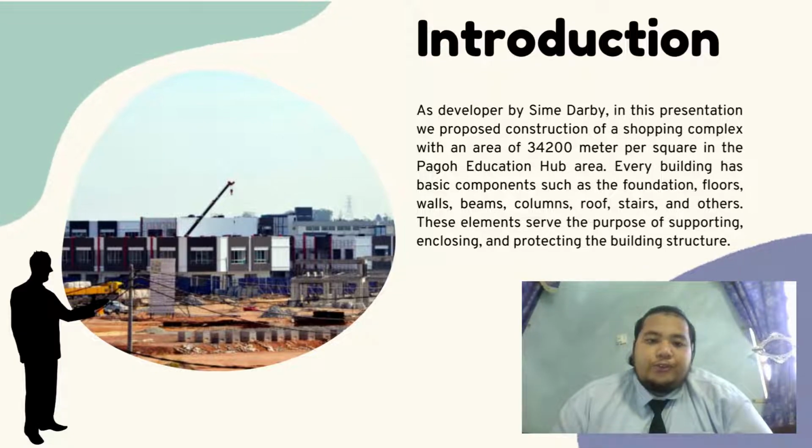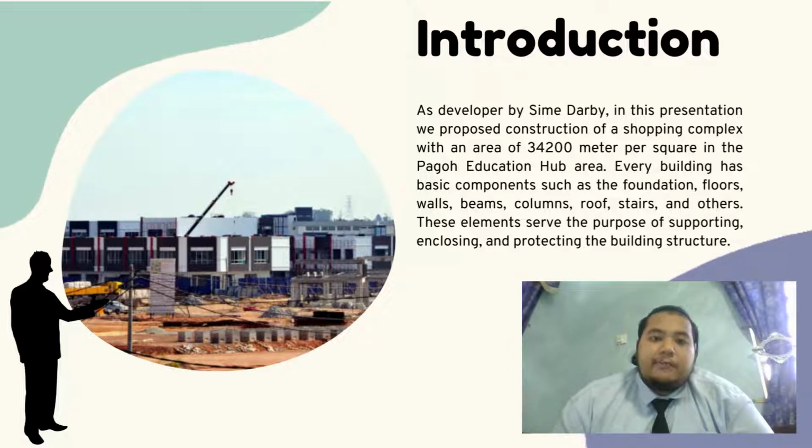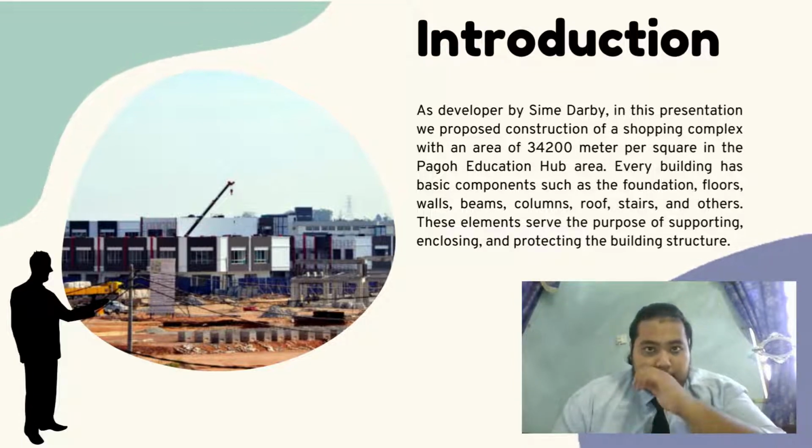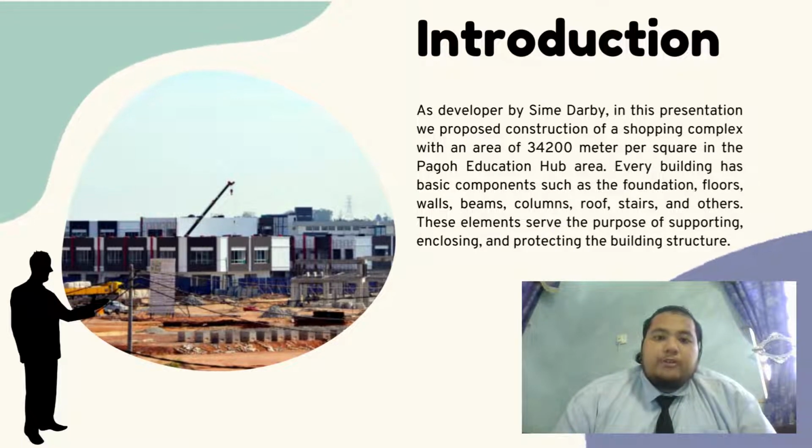Okay, so generally, each construction has components and structures as proposed by the developer, Sime Darby. In this proposal, we propose construction of a shopping complex with an area of 34,200 square meters in the Pago Education Hub area. Every component structure used for the construction of the shopping complex is contained in this proposal.